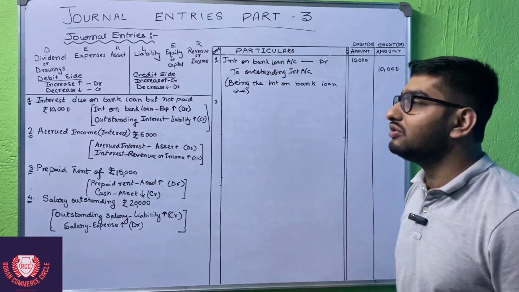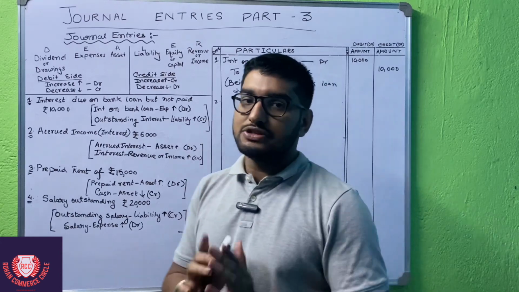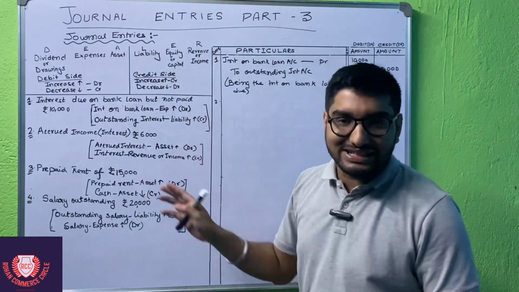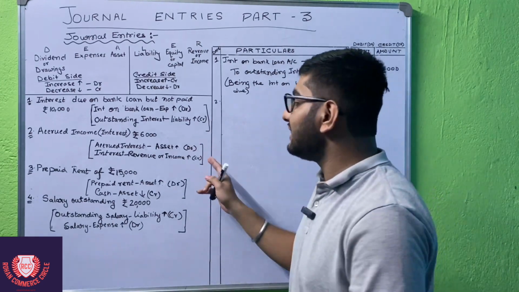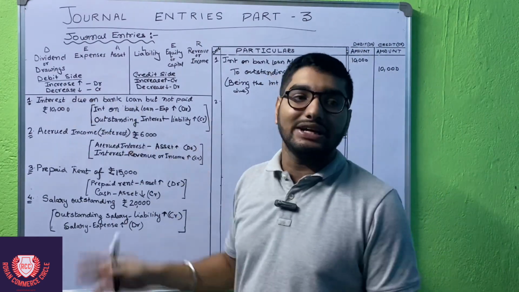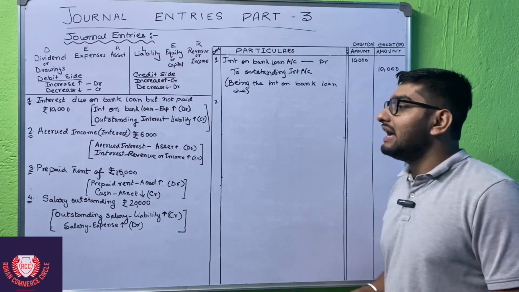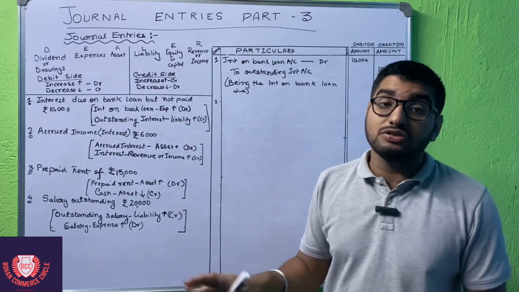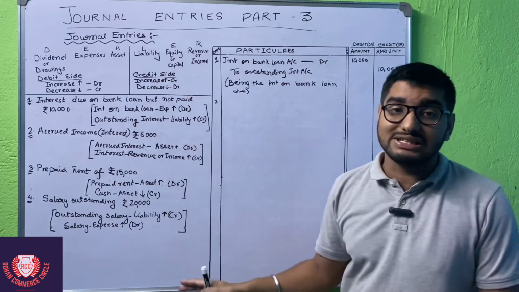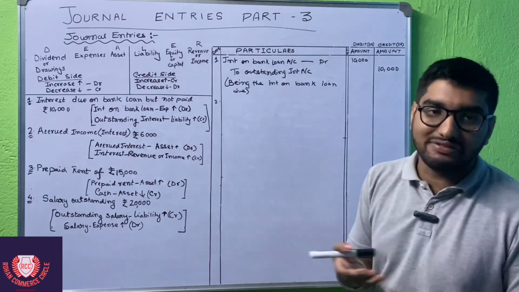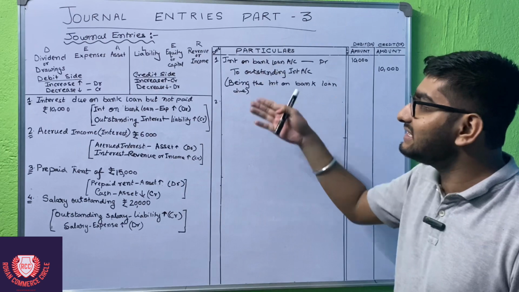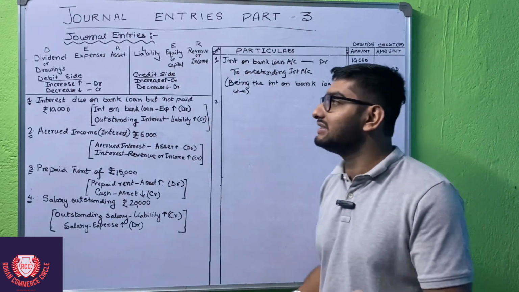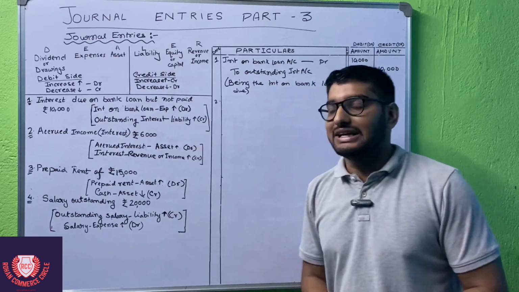So this accrued interest is an asset for us. As the asset is increasing, we debit it, right? And interest is a revenue or income. As the income is increasing, we have to credit it. It's a very simple thing: as the interest income is increasing, we are crediting it.